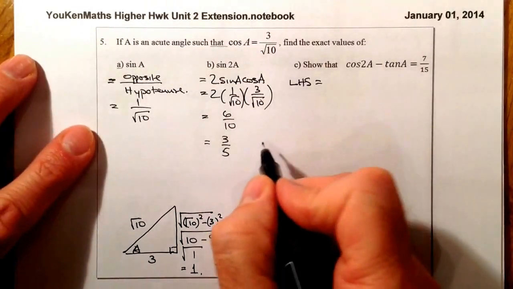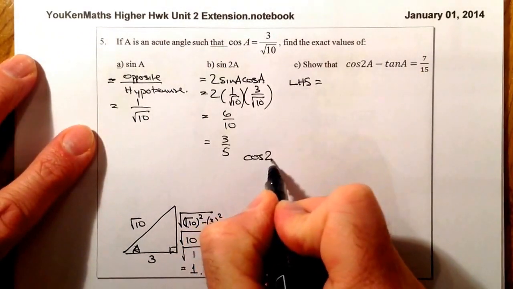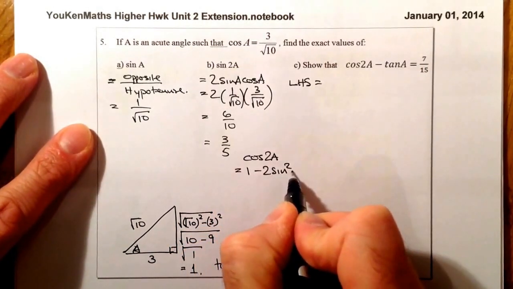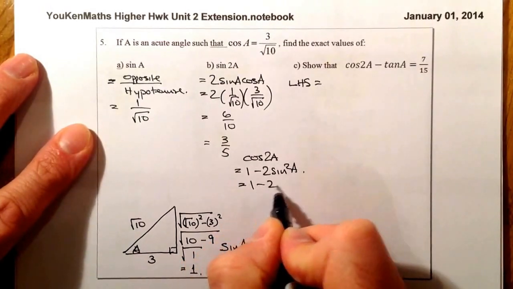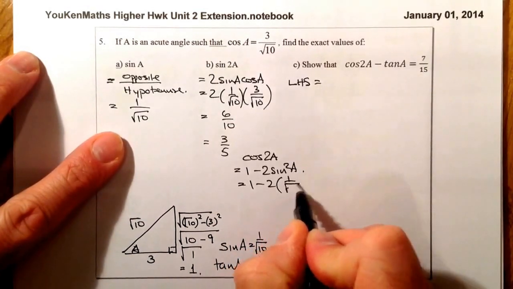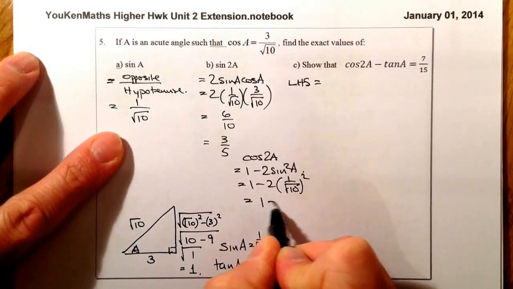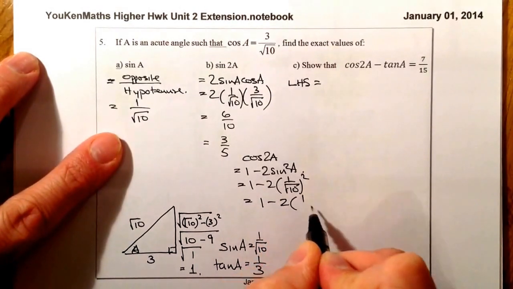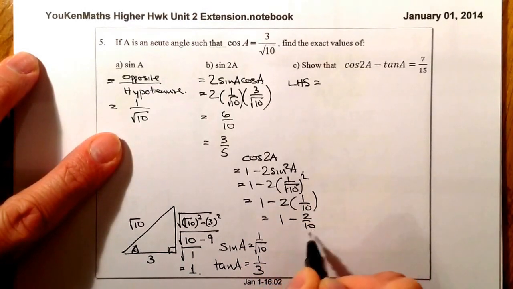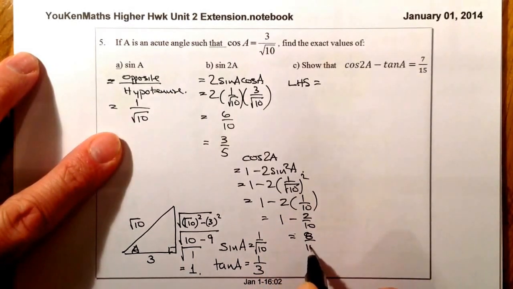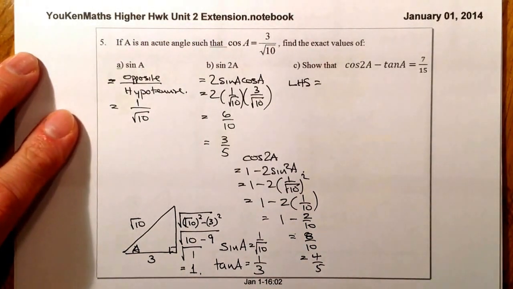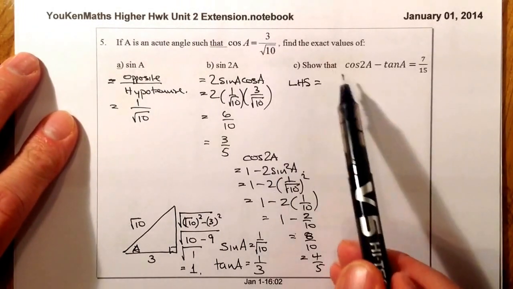So cosine 2a, I've not got that anywhere, so what I'm going to have to do is work that out. So down here, I'll work out cosine 2a, and the way I'm going to work that out will be using 1 minus 2 sine squared a. So that's 1 minus 2 times sine a was 1 over root 10. I'm going to square that, so that's going to be giving me 1 minus 2 times 1 over 10, which gives me 1 minus 2 over 10, which equals 8 over 10, which gives me 4 over 5. So all I'm doing there is working out the cosine 2a part that's going to go in here.